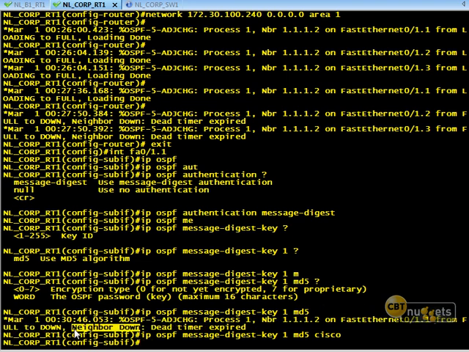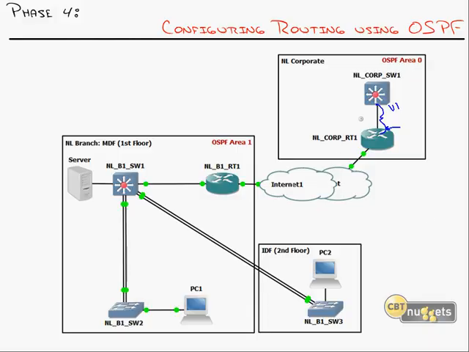Neighbor down between them. Now, why did that happen? Why did it take so long? Well, I turned on authentication. I said right here, enable authentication, and this says, I now require authentication to be used for my neighbors. Well, corporate switch 1, which is the other side, is still sending hellos without authentication.